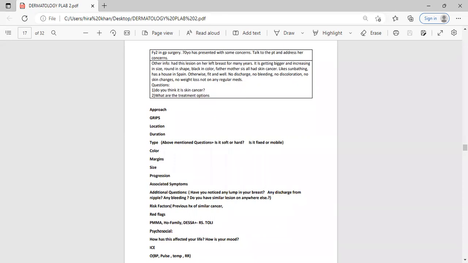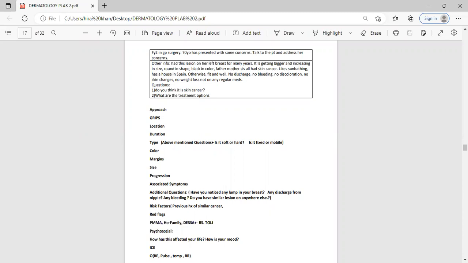First of all, you will ask about the lesion, like from how long, where is it, how many are there, is it growing under or over, what's the color of it, what are the margins, what's the size of it, have you noticed any change in the appearance of it recently? Any associated symptoms like any bleeding, any itchiness, any discharge?